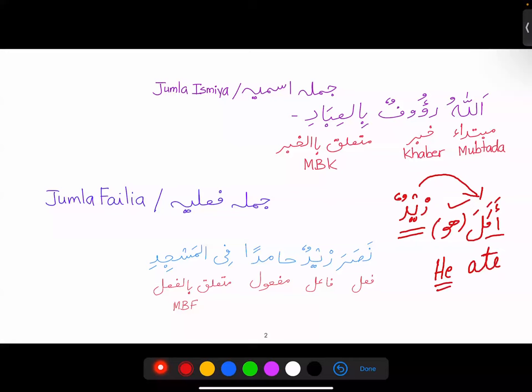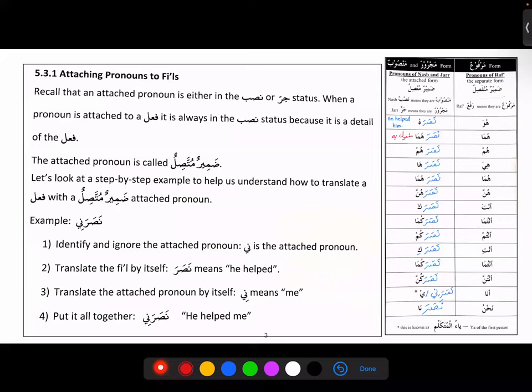The first concept we are going to learn is that these attached pronouns that we learned can attach to a fail. So basically, an attached pronoun can attach to anything. Am I right? Give me an example. They can attach to any ism, like Baiti, my house.